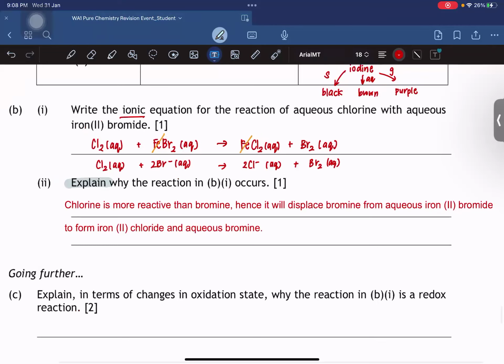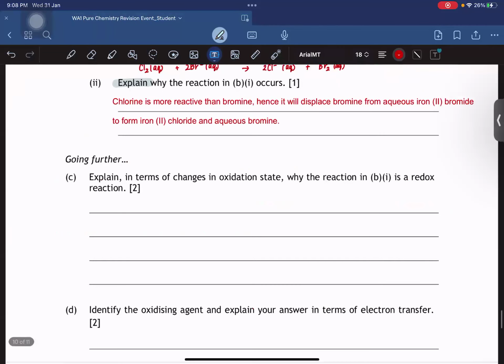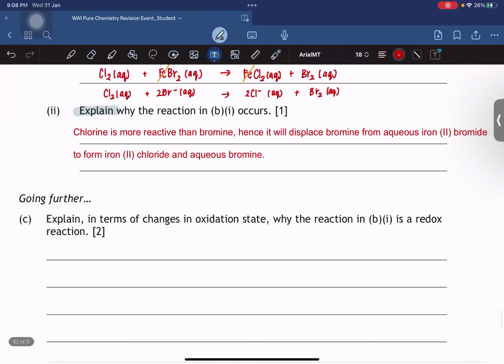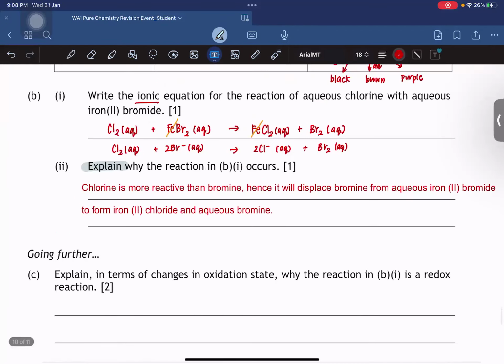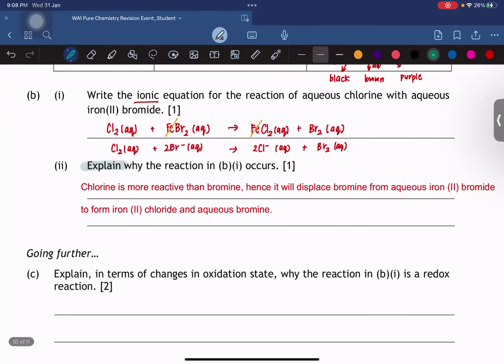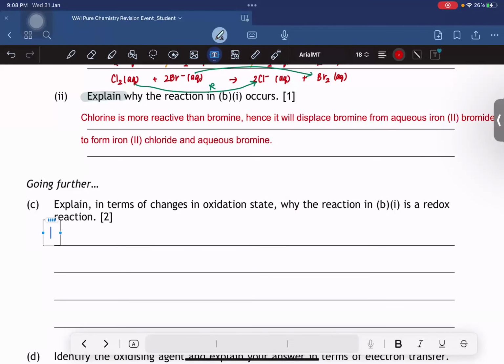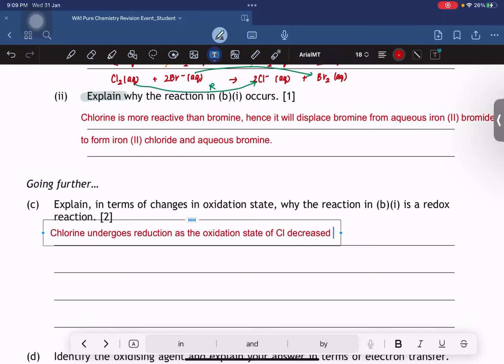Okay, now moving on, the next part. Now guys, here, explain in terms of oxidation state why the reaction is a redox reaction. So B part one, who is being reduced in this case? Chlorine is being reduced. Who is being oxidized? Bromine. So the standard template answer is, because it's oxidation state, state their oxidation state numbers from what to what. For this case, we first mention that chlorine undergoes reduction. Then we mention why, as the oxidation state of Cl decreases.